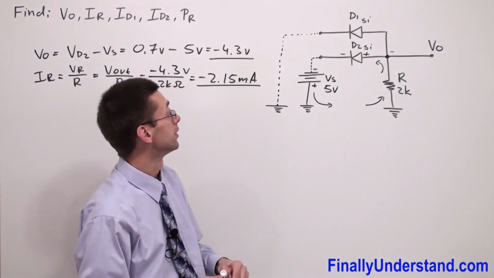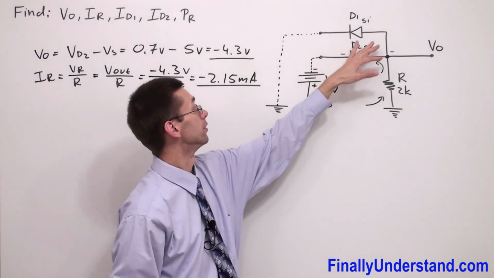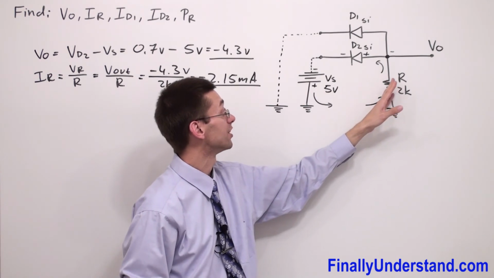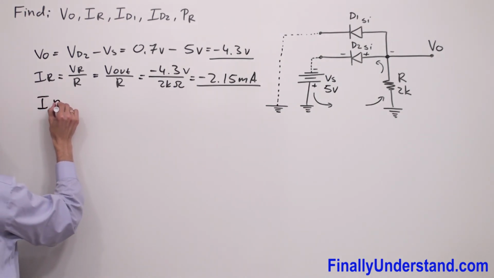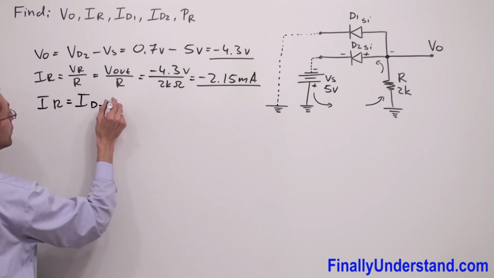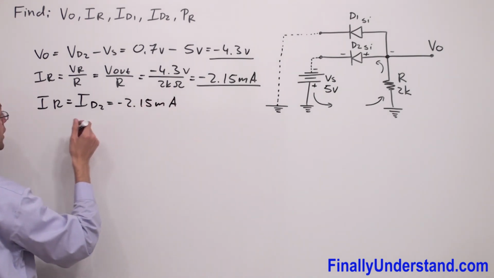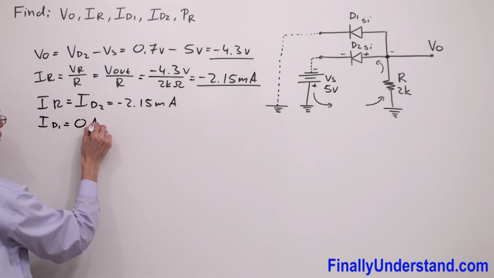As we said, this diode is going to be in the off state, so we're not going to consider the top part of the circuit. So the current which goes through the resistor is equal to the current which goes through the diode. I can write that IR is equal to ID2, and this is equal to negative 2.15 milliamps. Because diode 1 is in the off state, behaving like an open circuit, current cannot flow through it. So we have ID1 equal to 0 amps.